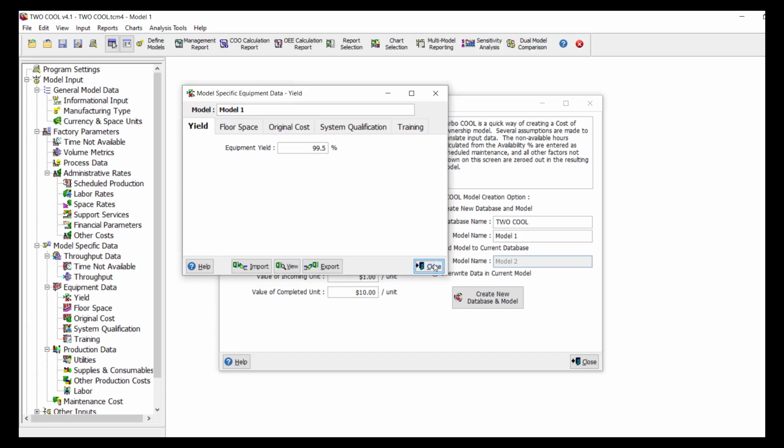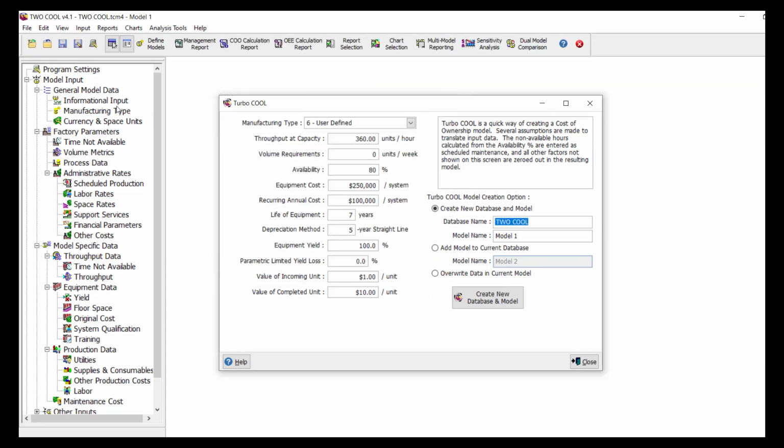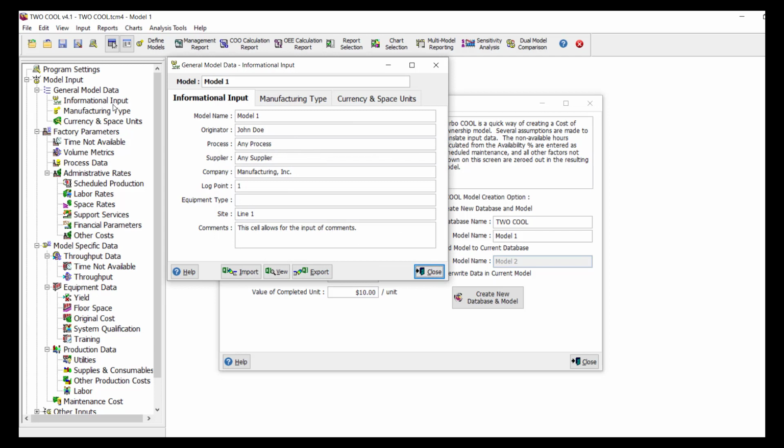While there are numerous other input areas that can be used if needed, the informational input form should be considered essential. This is information that will be included at the top of all reports and can assist in finding the model of interest in a database containing a large number of models.